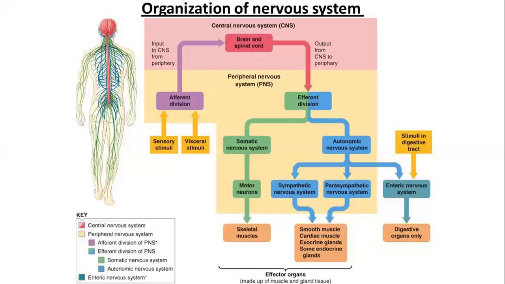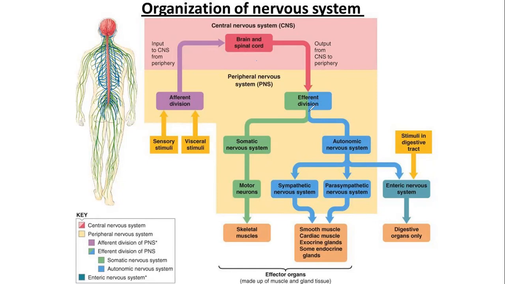So for the organization, as you can see here, the red part of the body is the central nervous system. The central nervous system consists of this part from here. It goes up to the coccyx. So it starts from the brain and goes to the spinal cord. That is the central nervous system. Then the peripheral nervous system are the ones that are connected to the CNS. So brain and spinal cord, as you can see, the red one.